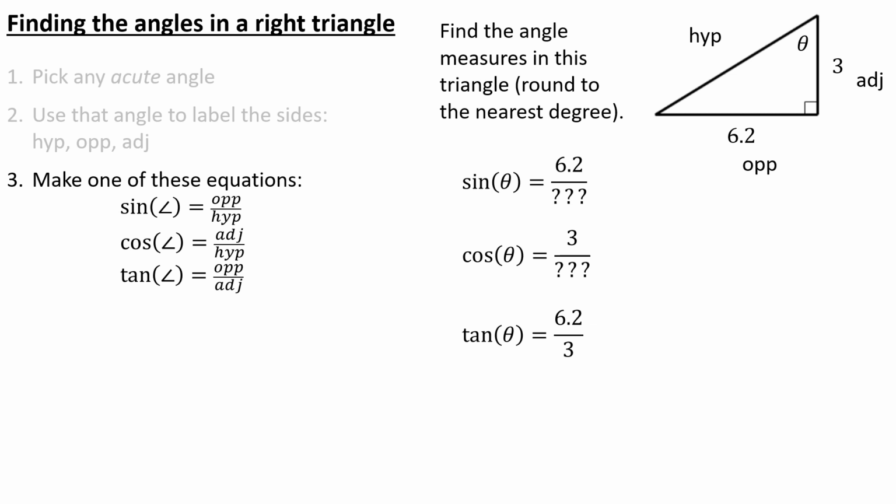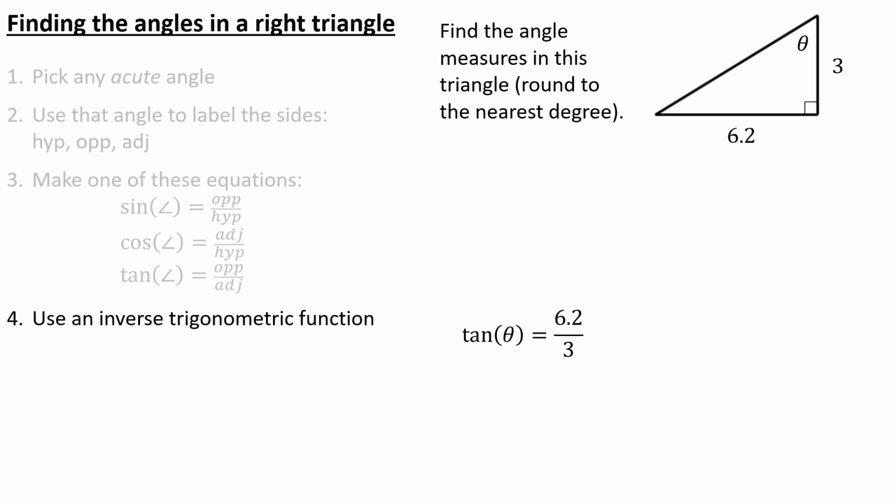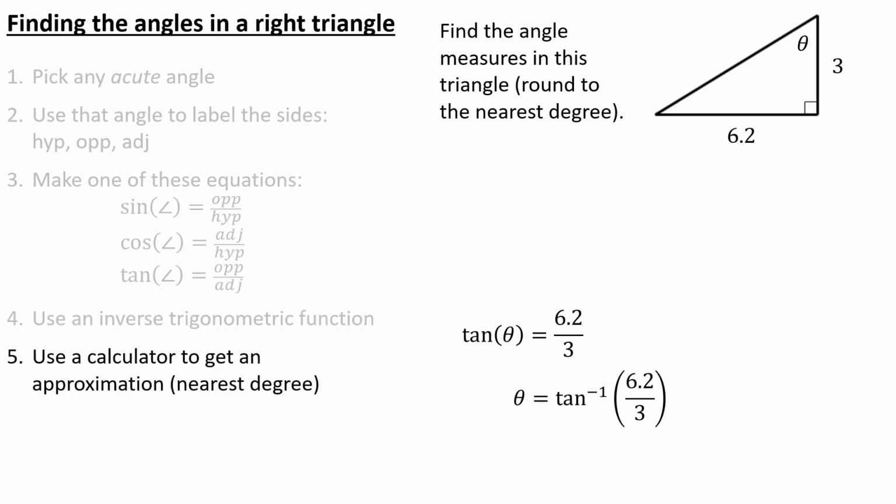But as you can see, two of these equations involve the hypotenuse, which we don't know, so the top two equations are not particularly helpful. I'm going to use the tangent equation. Next, we're going to do something called an inverse trigonometric function. To find the angle itself, we have to do the inverse tangent of that fraction. Your calculator will do this for you, and once you type this in your calculator, you will find out that theta is a 64-degree angle.